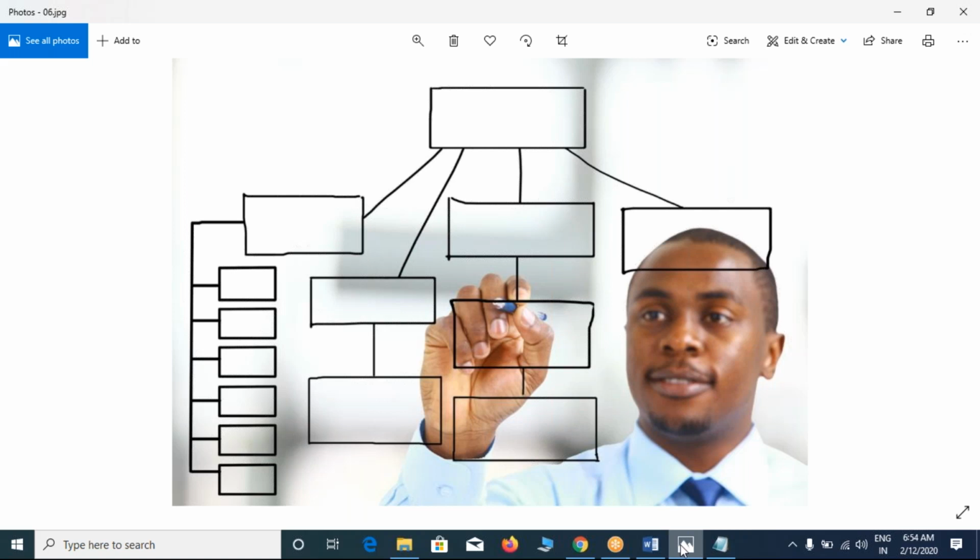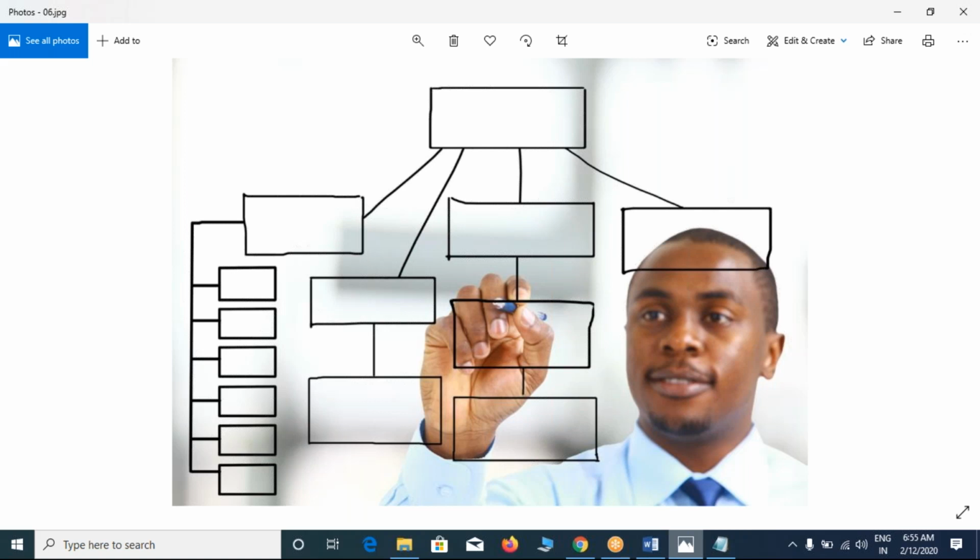Means, where is the entrance? Where is the first bedroom? Where is the second bedroom? Where is the hall? I'm not giving any design. I'm just asking them to start construction for a double bedroom flat. Is it possible, guys? No. Definitely, they will not start. Whenever you give the design, this is the entrance, this is the hall, like that, depending on your design, the construction people start construction, correct or not?